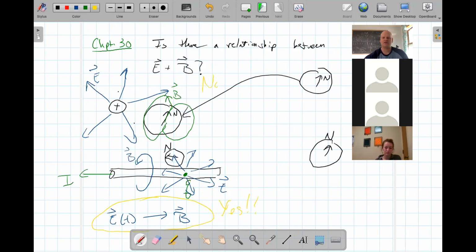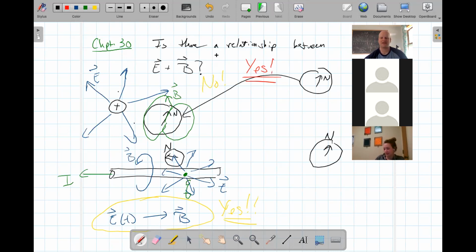This one tells us no. This one actually tells us yes. So the overall answer, as we're going to find out, is yes. There is a relationship between the electric field and the magnetic field, and that's what we want to figure out in this particular chapter.